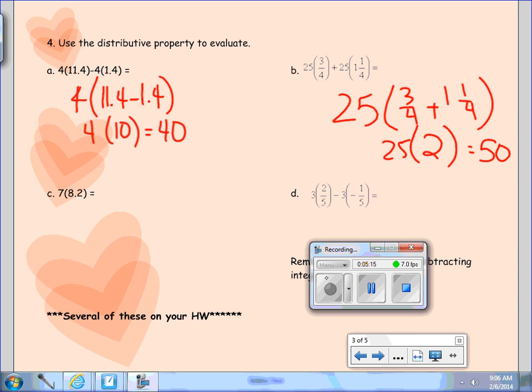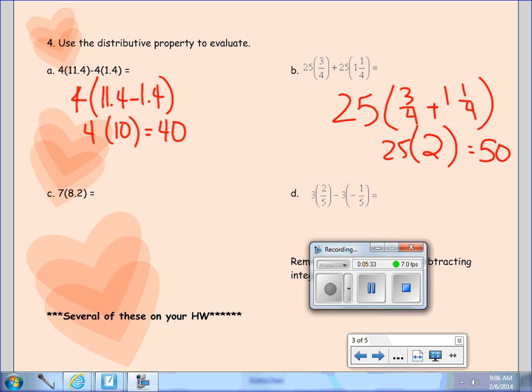Okay, and B, I already wrote it out, but 25 was being distributed. So we simplified it. We did 25 times (3/4 plus 1 1/4). 3/4 plus 1 1/4 in your head is 2. So now we have 25 times 2 equals 50.